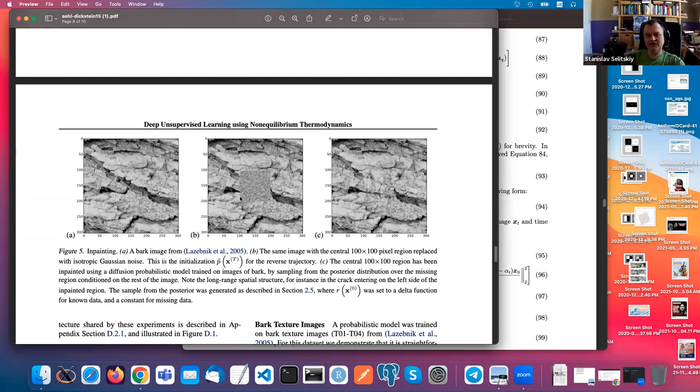They take this Gaussian noise in the middle, and they apply the algorithm to this fragment of the image. On the forward pass they map it to Gaussian, and then they restore it this way. So it's not exactly like the original one, but it looks similar.